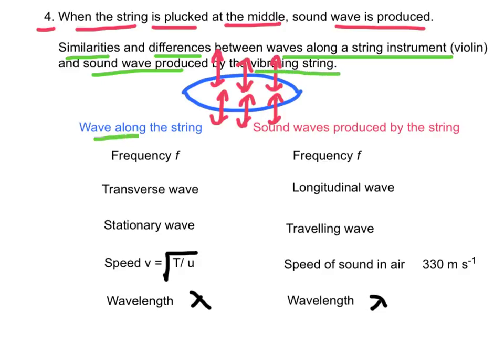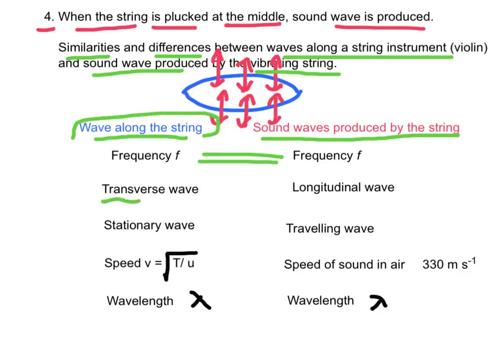For the wave along the string and the sound wave produced by the string, they have one thing equal, which is the frequency. However, the wave traveling along the string is transverse, while the sound wave produced by the string is longitudinal. Also, the wave along the string is stationary, and the sound wave produced by the string is traveling.